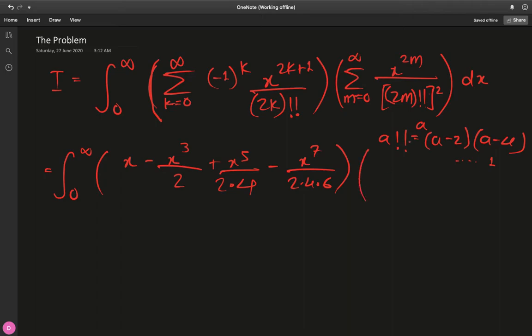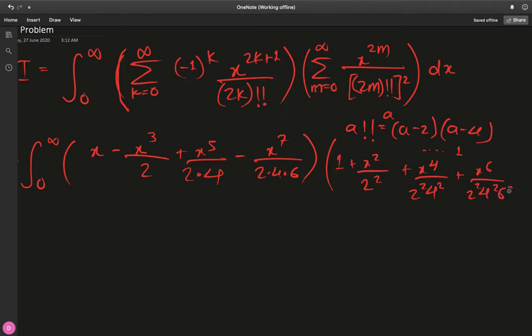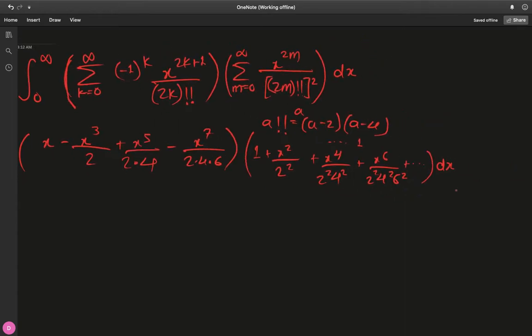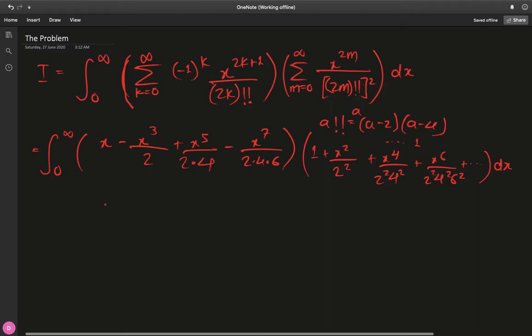And the other series is 1 plus x squared over 2 squared, plus x to the 4th over 2 squared times 4 squared, plus x to the 6th divided by 2 squared times 4 squared times 6 squared, and that goes on. dx. So we have this crazy integral right here, and we need to evaluate this.